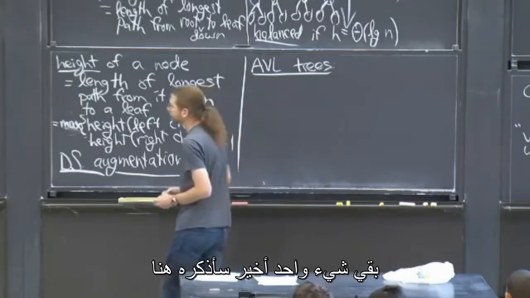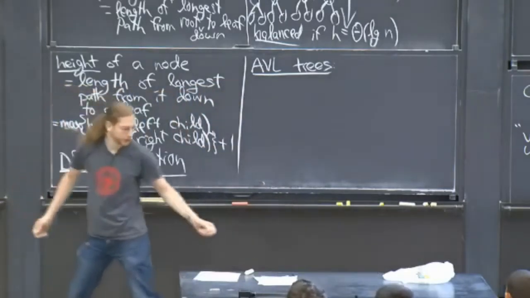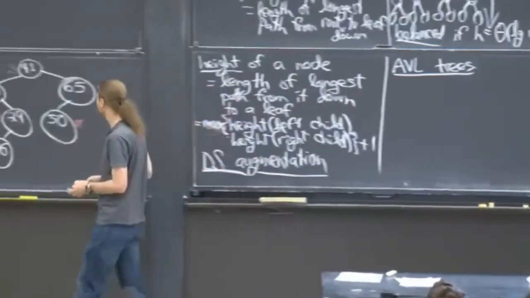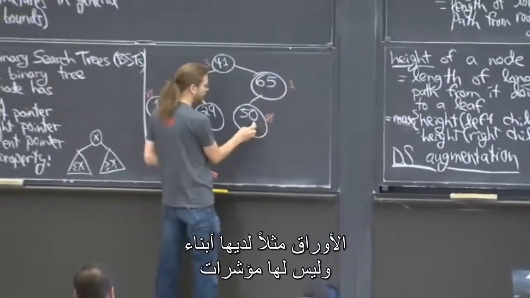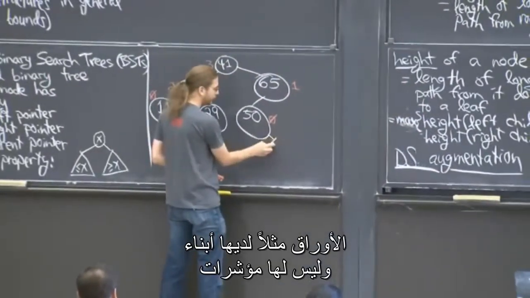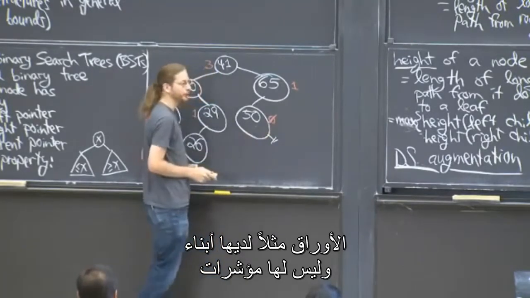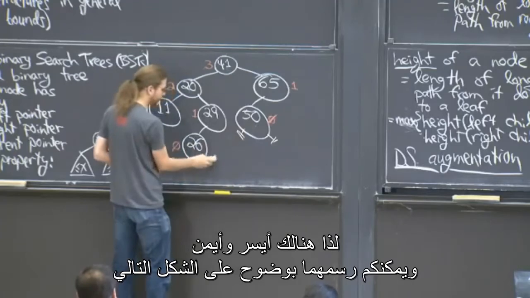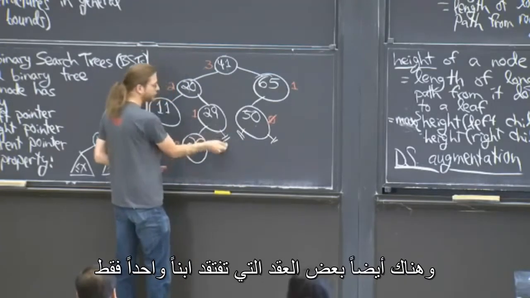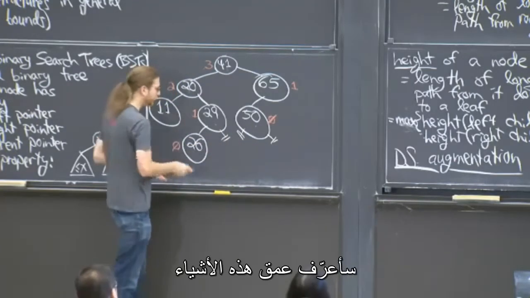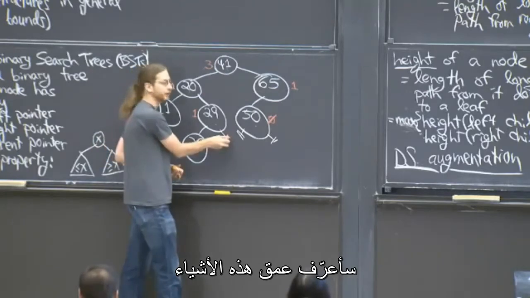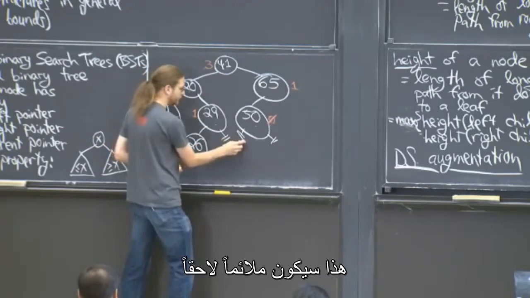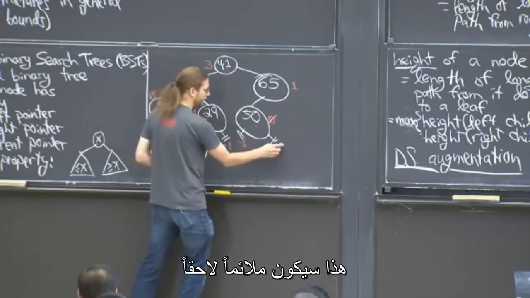Maybe one more thing to mention over here for convenience. Leaves, for example, have null pointers to their left and right children. You could draw them explicitly like this. Also, some nodes just lack a single child. I'm going to define the depth of these things to be -1. This will be convenient later on.